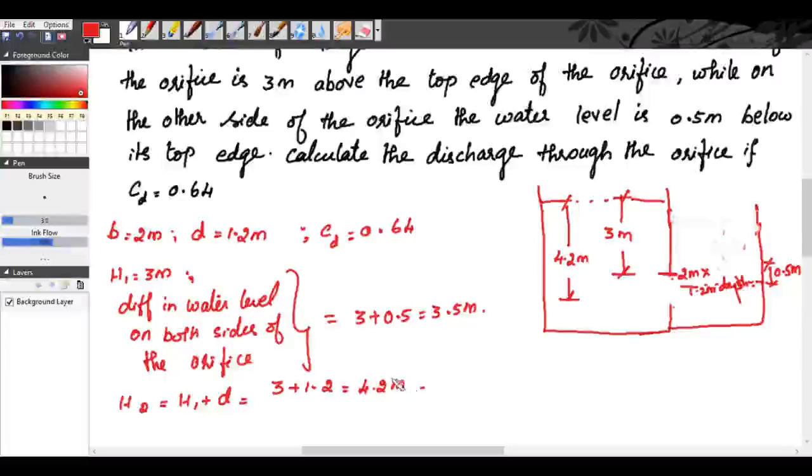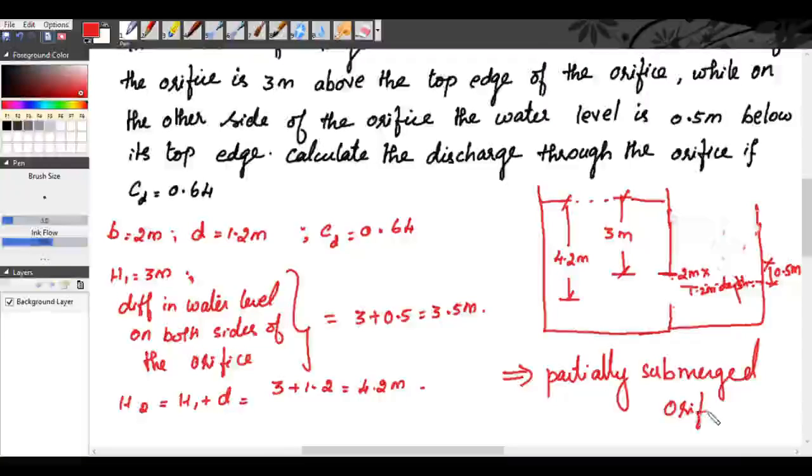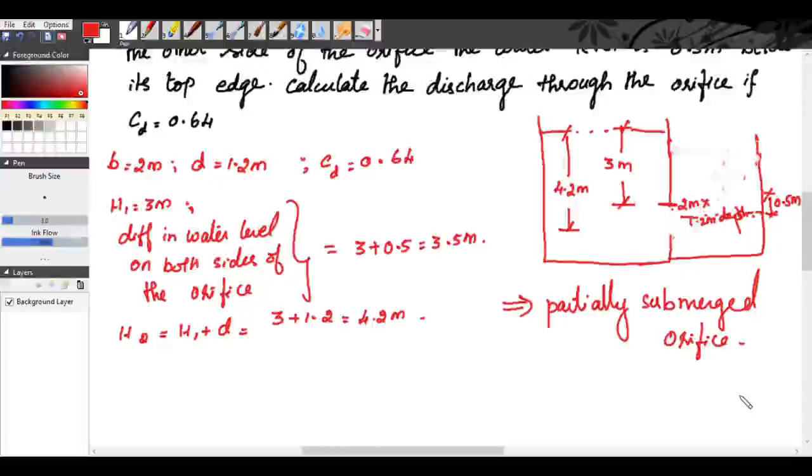Now, see here, on both sides of the orifice you can check. On the left side the water level is above the top of the orifice. On the right side the water level is below the top edge of the orifice, which means it is a partially submerged orifice. So if it is a partially submerged orifice, we know the formula for the discharge of the orifice: Q will be equal to Q1 plus Q2. That is, discharge for fully submerged orifice plus discharge for partially submerged orifice.